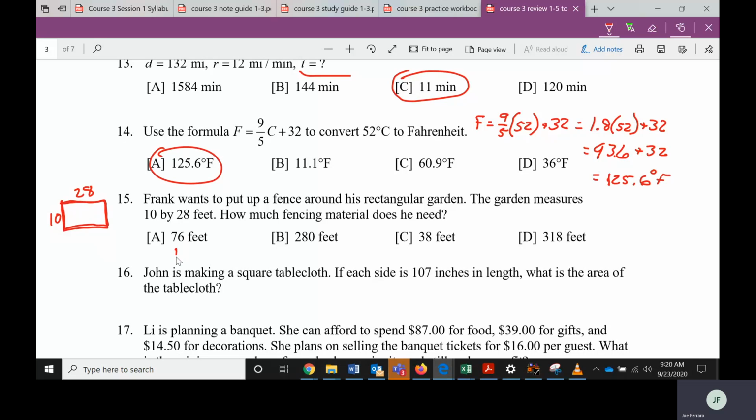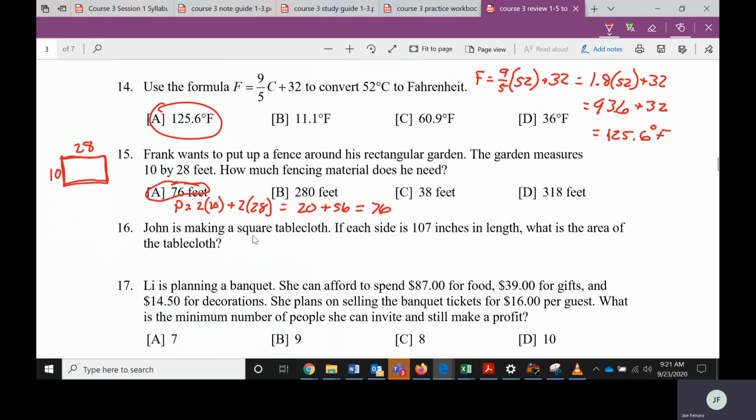So again, you could do it two different ways. You could just go 10 plus 28 plus 10 plus 28, or you could do 2 times each of them and then add them together. So 2 times 10 is 20. 2 times 28 is 56. And then you add them together and you get 76 feet. Okay, so the big thing there is to know that it's going around.